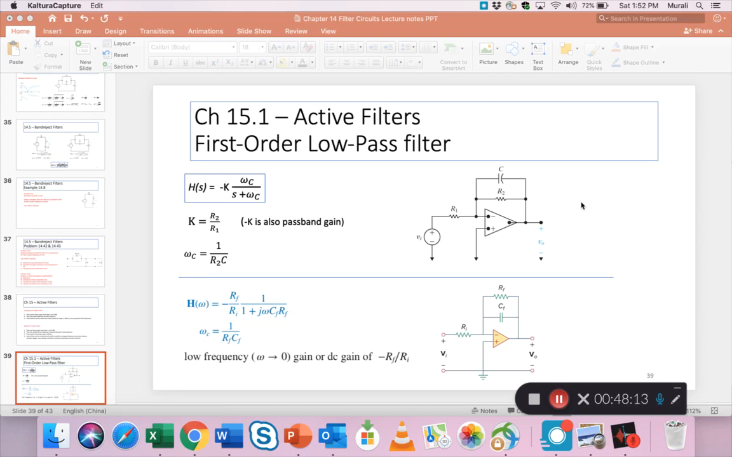Anyway, let's not go into integration in calculus, just look at what we have here, which is that the transfer function is written in this form, minus k, and k is called the gain, R2 by R1, which is the gain for an ideal op-amp, you know that. So you multiply that gain with the rest of it, which is what you would have for a passive low pass filter anyway, omega c by s plus omega c. But you multiply it with the inverted gain, minus k, the passband gain, and you get the transfer function for the op-amp.